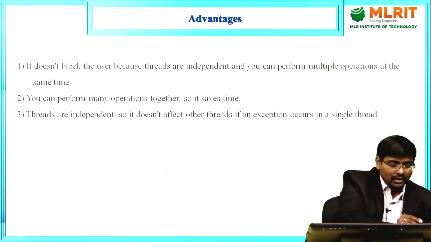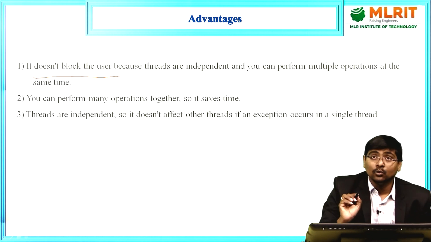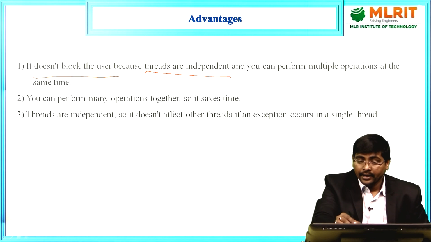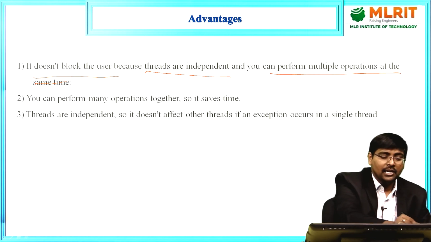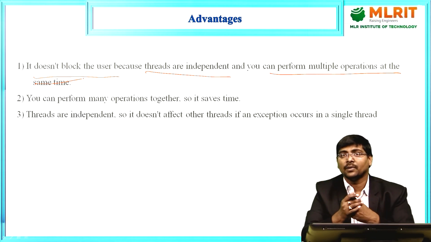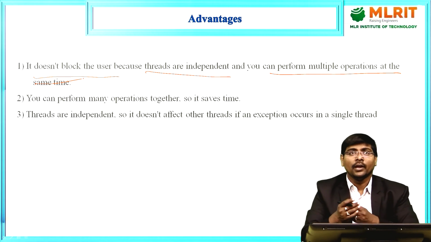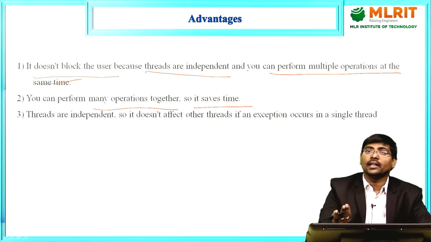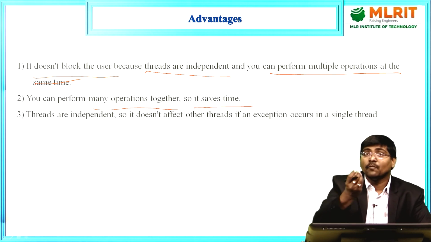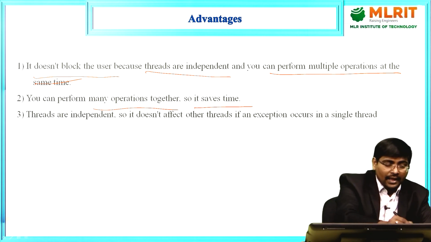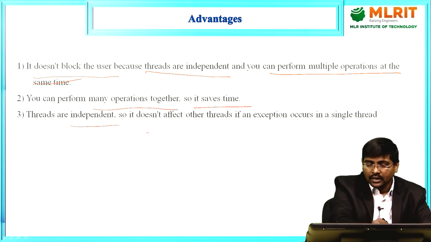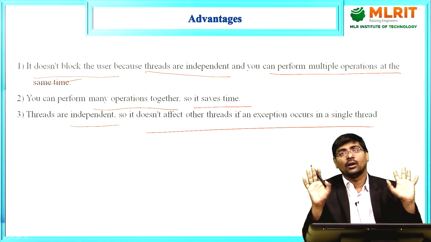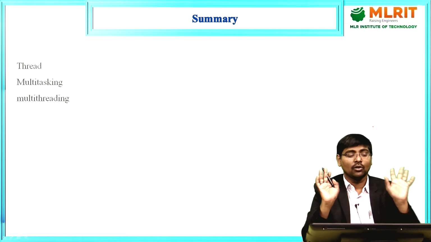See this one? It does not block the user because threads are independent. Yes or no? And you can perform multiple operations at the same time. That is multi-threading. At a time you can perform all the operations and save time. That means the execution time for threads is very low. And again, because of independence, if an exception occurs in one thread, it does not affect the other threads. Now you got it? This is the introduction to multi-threading.